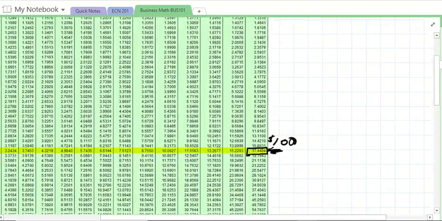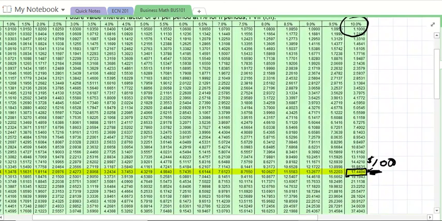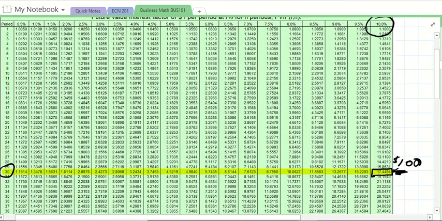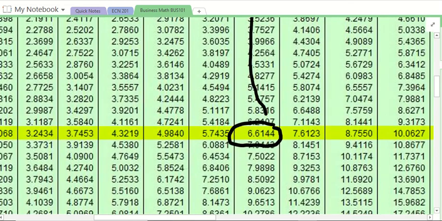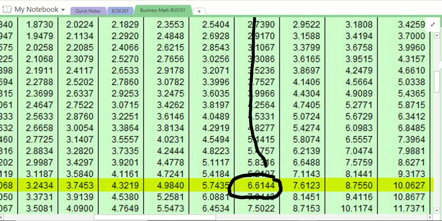So, for example, let's say I wanted to do $100 at, let's say, 6.5% interest, and I go down here, and then I would look, and I would multiply my $100 by 6.6144. And that would tell me, after 30 years at earning 6.5%, I can multiply my 100 by that, and that's how much I would have at the end of 30 years at 6.5%.